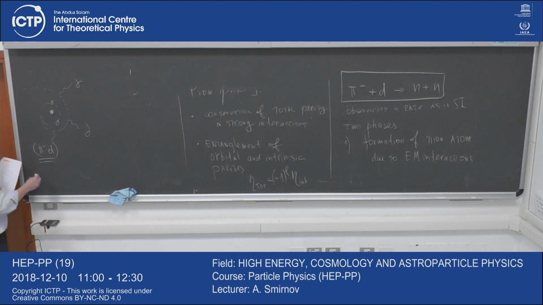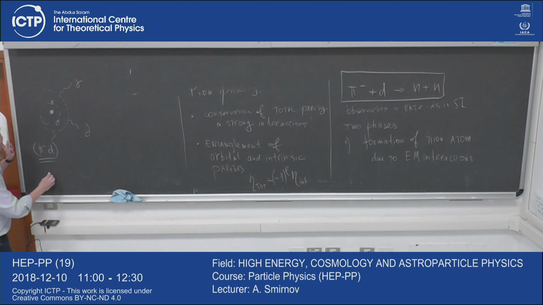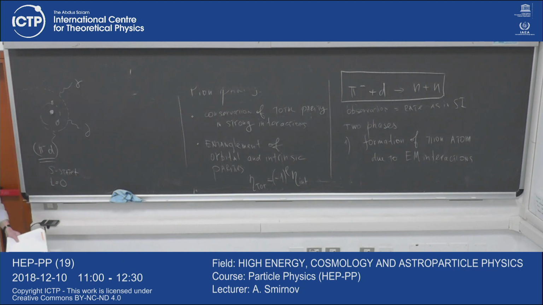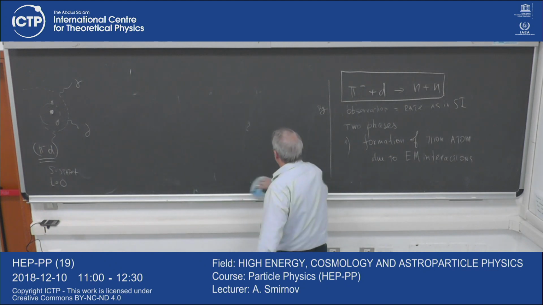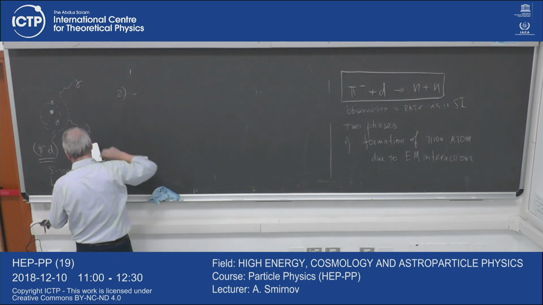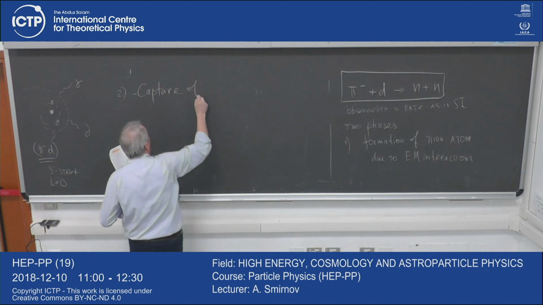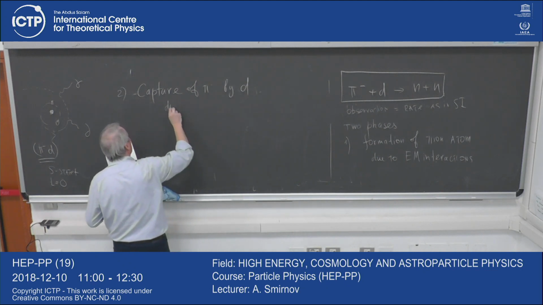Okay. The second phase. So the pi is, after emission of gammas, in S state. This is important. And with orbital motion, momentum 0. So it sits down in the lowest state. So it forms the atom. And then the second phase is capture of pi by deuteron, and this is due to strong interactions.